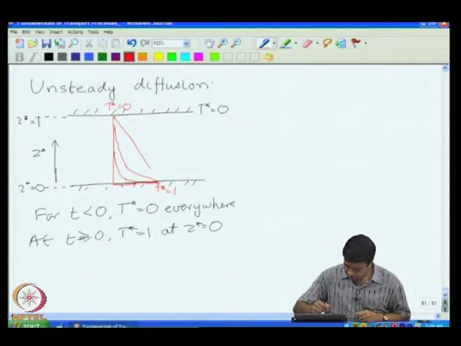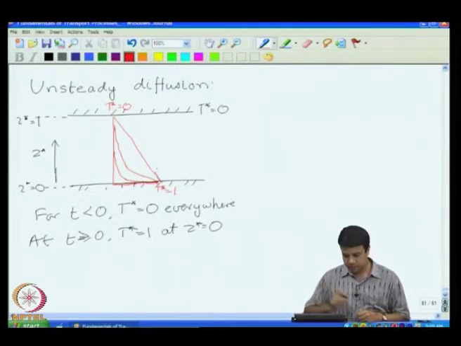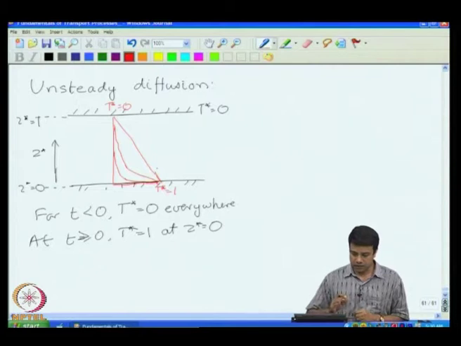In the long time limit, I am going to get this linear temperature profile. And I want to find out how the temperature evolves from this initial state to the final linear state.